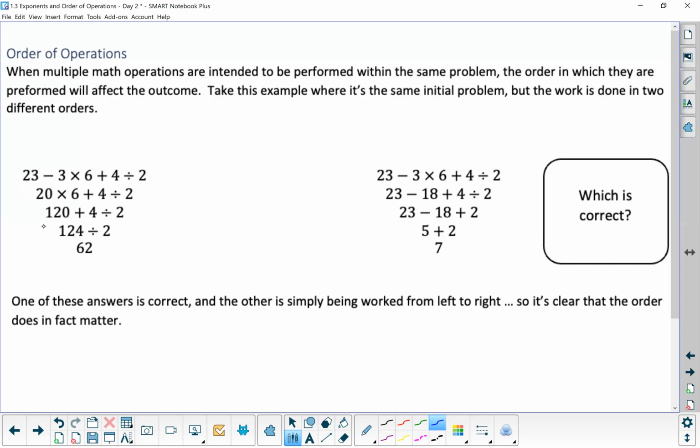On the other side, they did the multiplication first, 3 times 6 to get 18. Then they did the division, 4 divided by 2 to get 2. Then they did the subtraction, 23 minus 18 to get 5. 5 plus 2 is 7. One is correct, the other is simply being worked from left to right. So clearly, because there are 2 different answers, the order you do the operations in does matter. And the second way is the correct one.